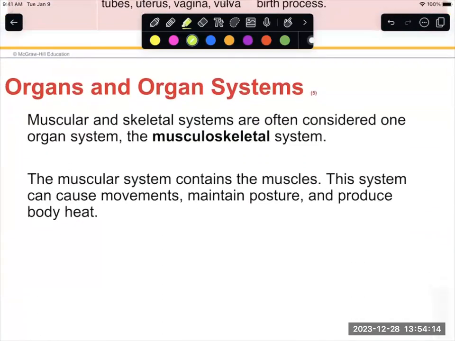So let's look at these organ systems. The musculoskeletal system is the muscular and skeletal systems. They tend to a lot of times be combined into one system just because those muscles are going to move the body. What they're doing though is they're moving bones. Because they attach to bones, they're moving that bone.